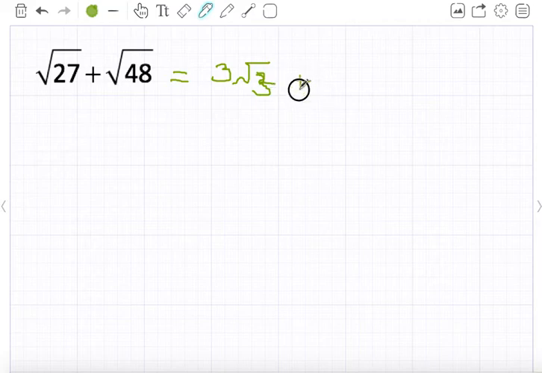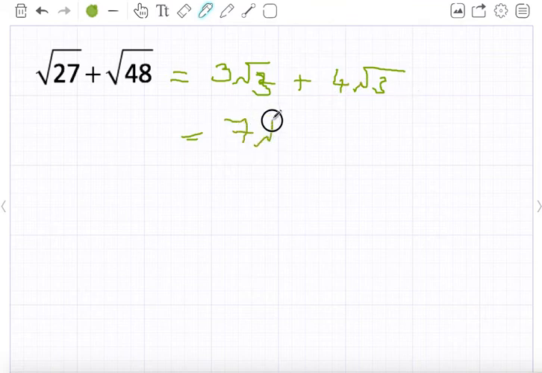And we're going to add on this one. Now, that can be divided by 16. 16 is a square number. And the square root of 16 is 4, so it's 4, and 48 divided by 16 is 3. So we end up with 3 root 3's plus 4 root 3's. Well, that's 7 root 3's. So that's just one to watch out for when you're asked to simplify surds.